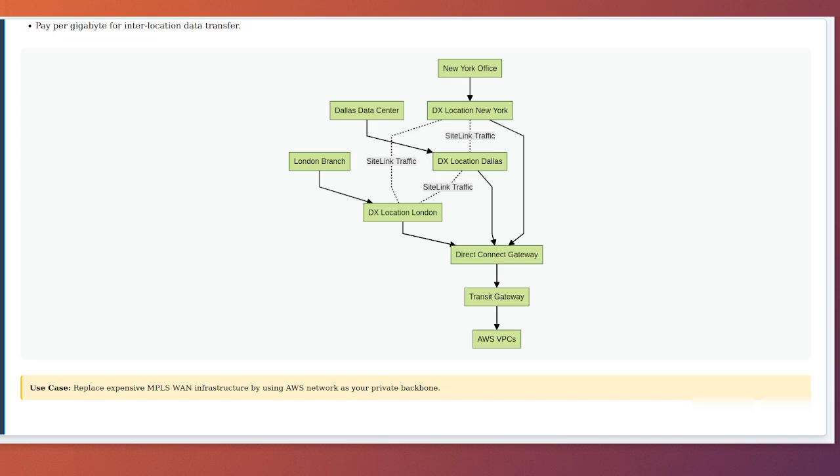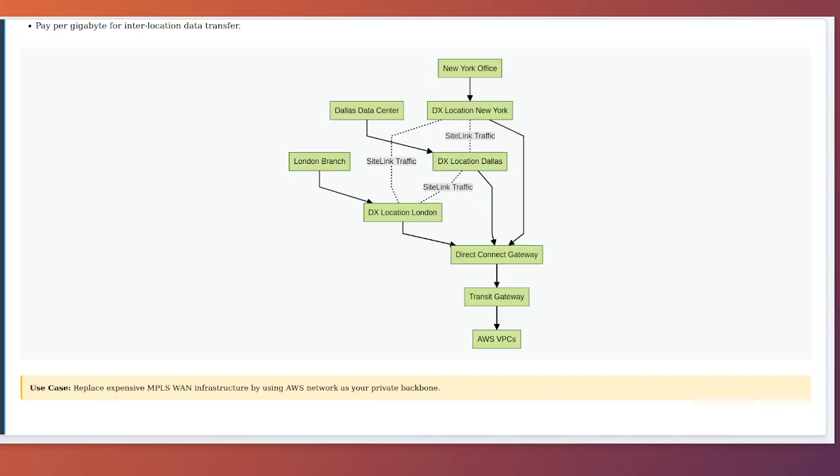The pricing for SiteLink is based on data transfer between locations. You pay a per gigabyte rate for data that flows between your Direct Connect connections. This rate is separate from the standard Direct Connect data transfer out pricing. You should compare the SiteLink data transfer costs against the cost of traditional WAN services to determine which is more economical for your usage patterns.